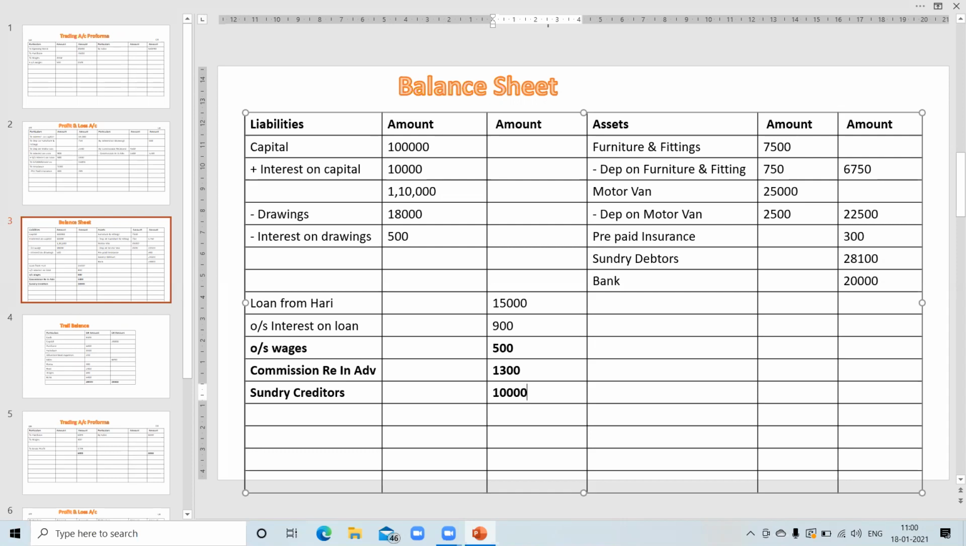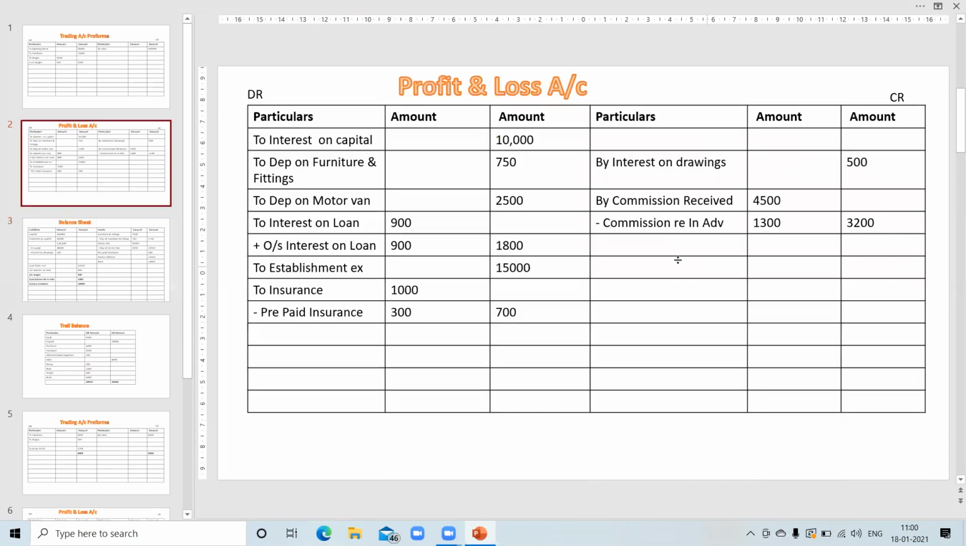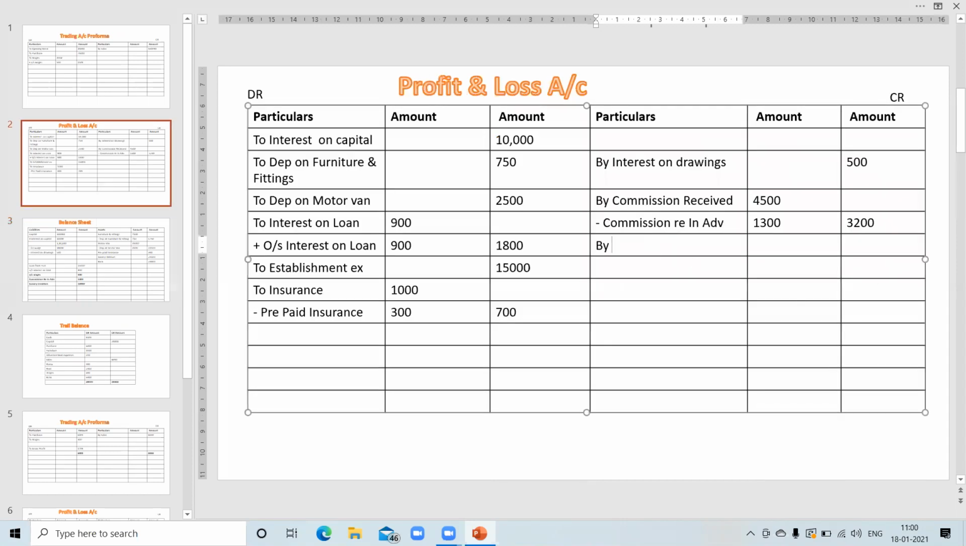Next, interest received. So profit and loss on credit side by interest received is a 3,000. See, so accrued interest. So accrued interest, for example, is add.